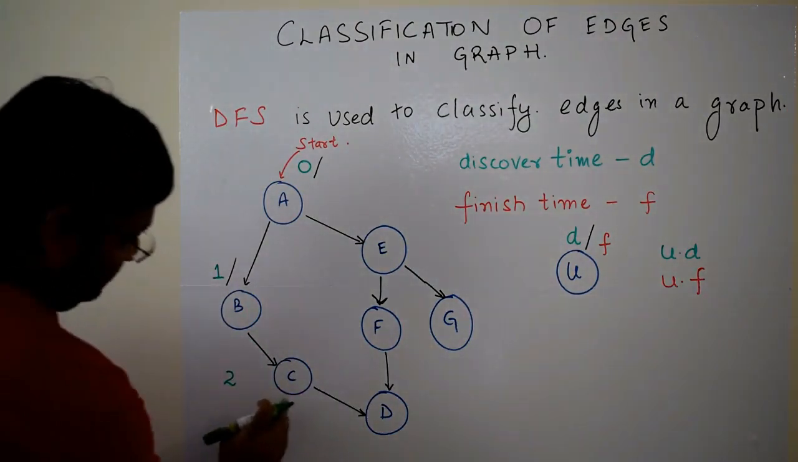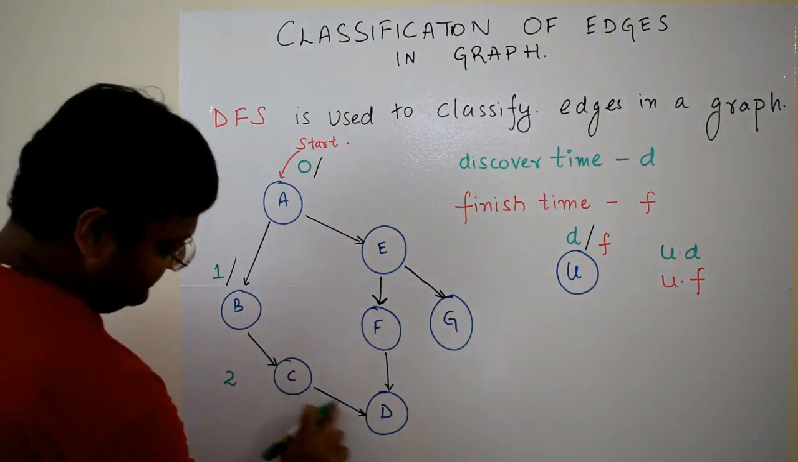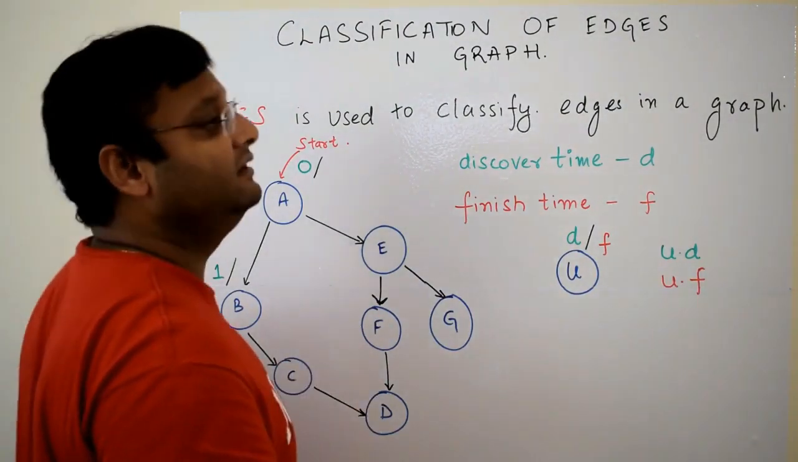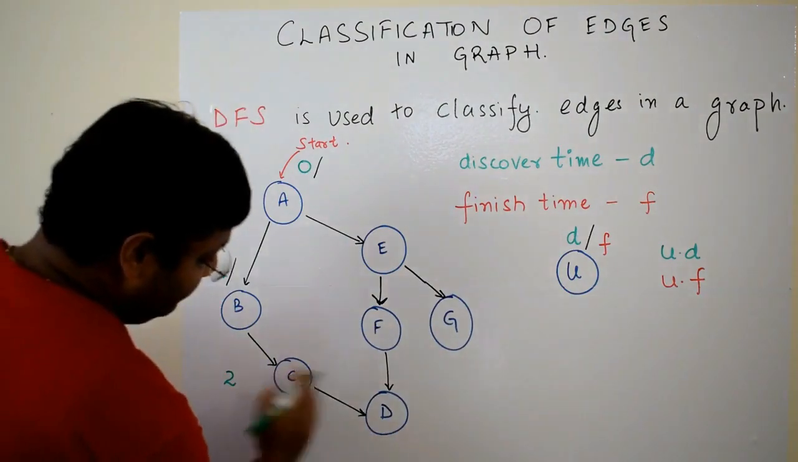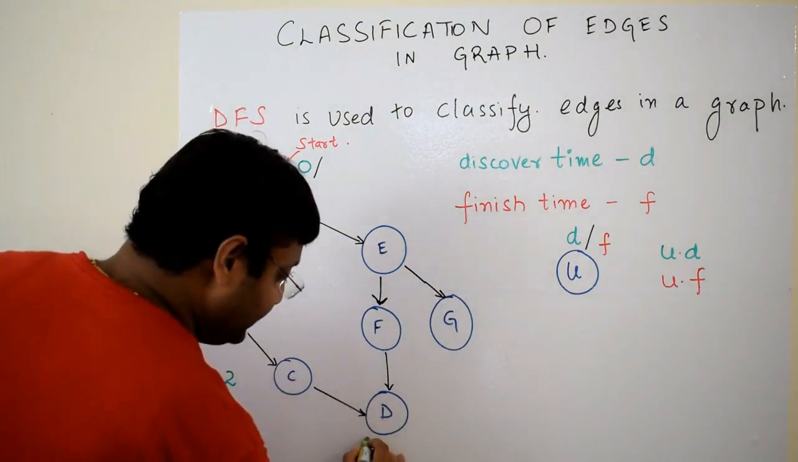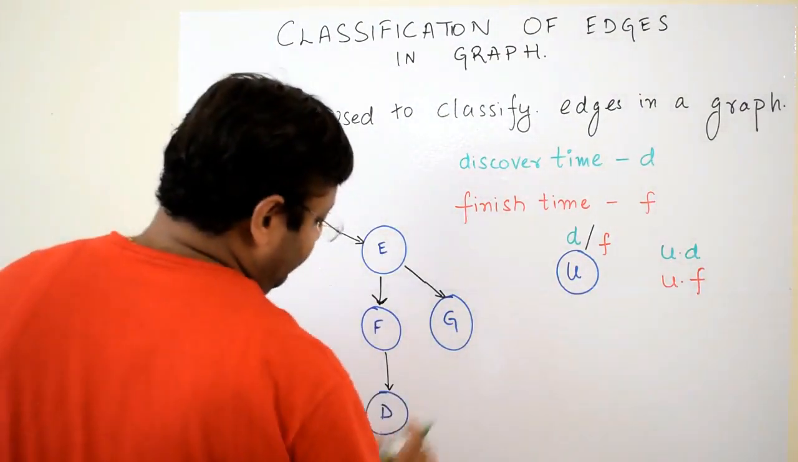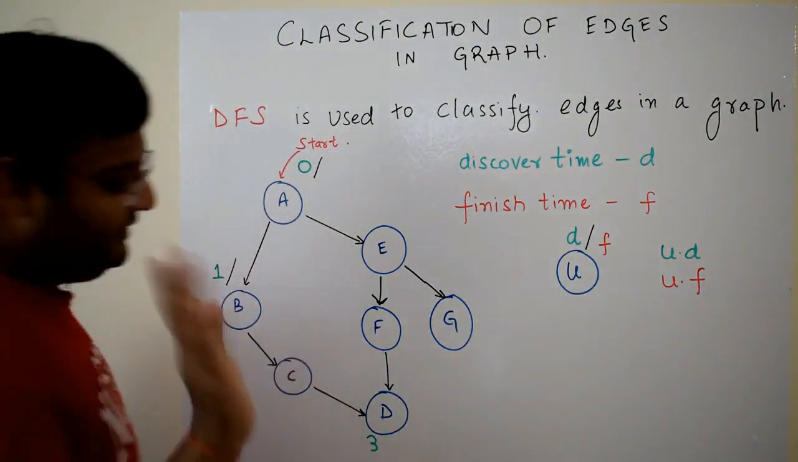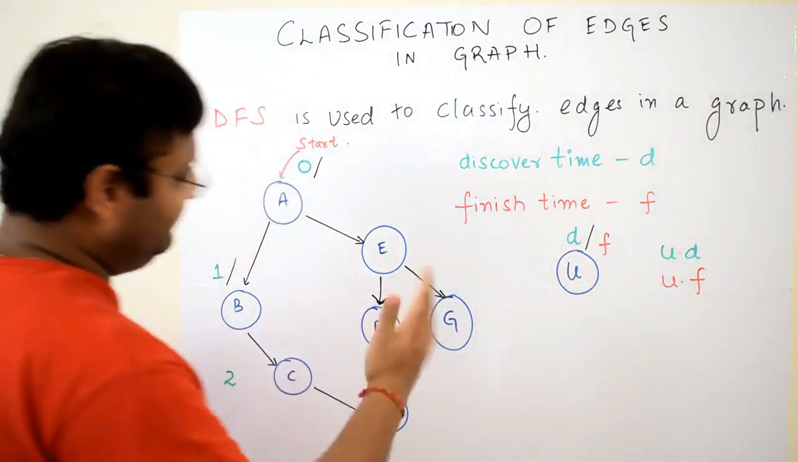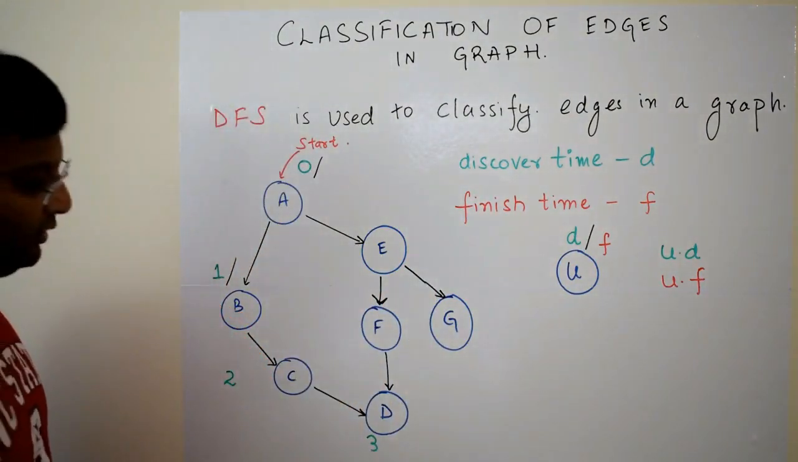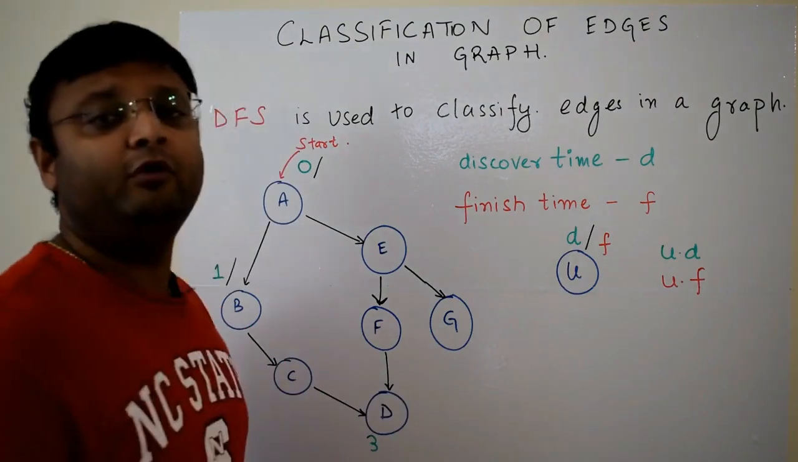Now from C, yes, there is a path; there are some vertices which need to be discovered. So we go there, we went to D, and the discover time of D is 3. Right? Now from D, look at this very carefully. From D, can we go somewhere else? No, definitely we cannot. So there is nothing to explore beyond D.